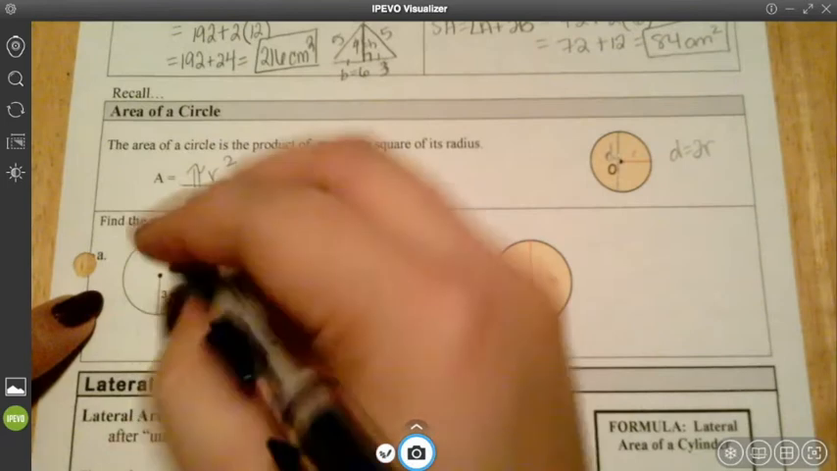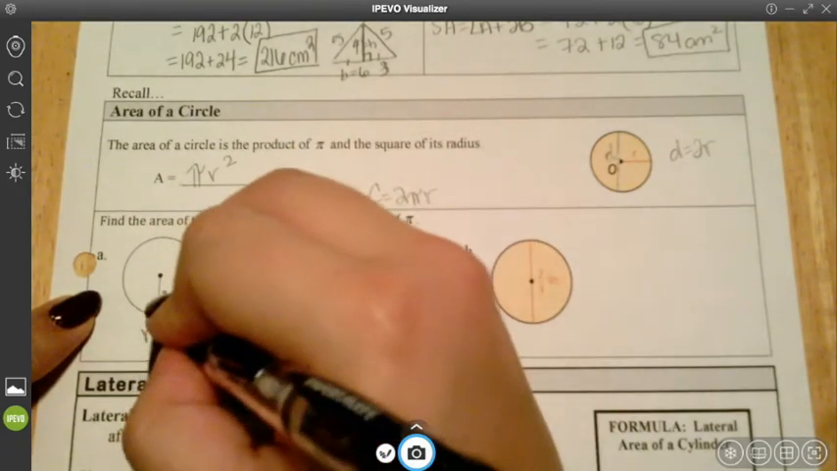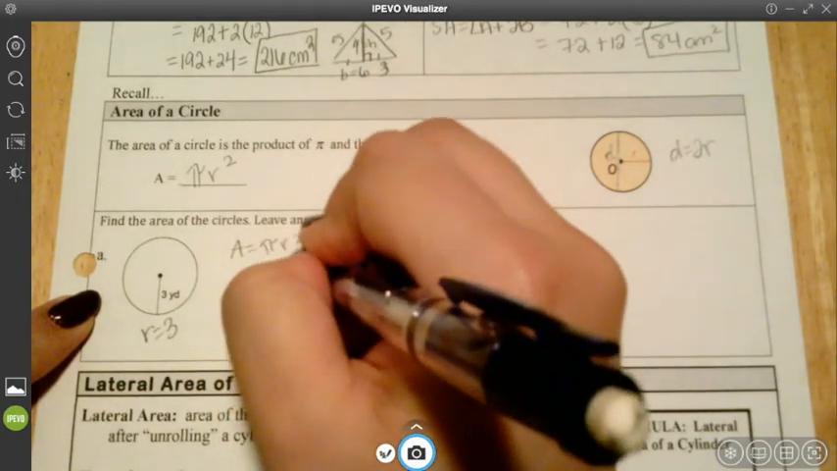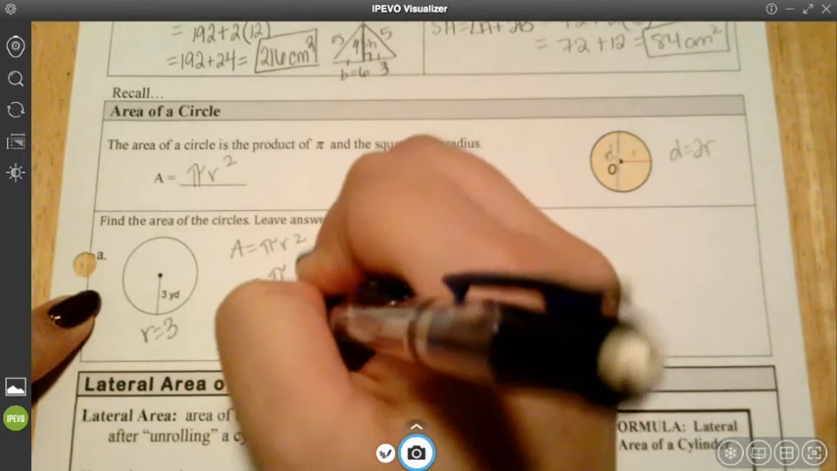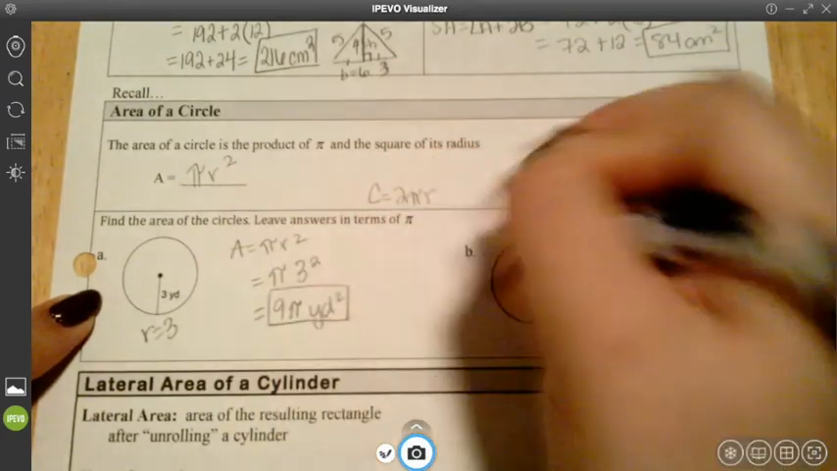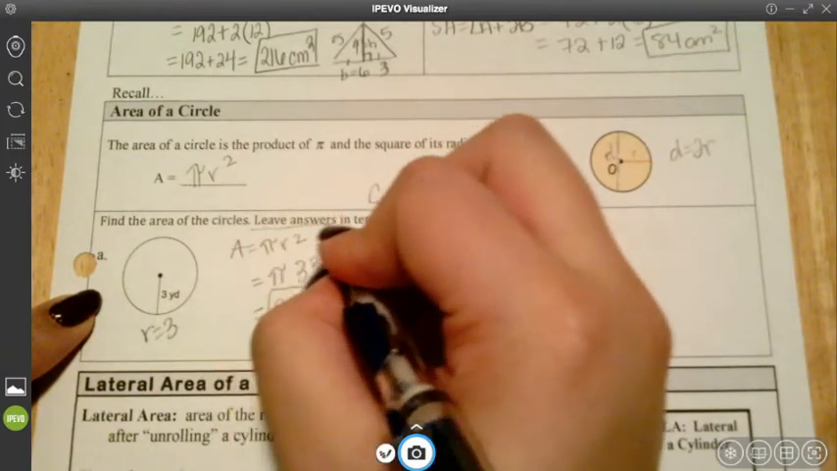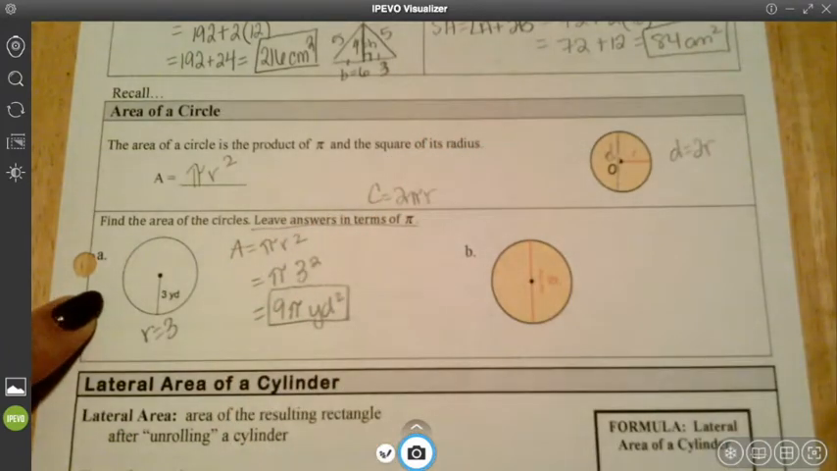In part A, area equals pi r squared. My radius is 3. Pi times 3 squared is 9 pi square yards. This does not give me any instructions to round. It says give me the answer in terms of pi, so we leave it in terms of pi.